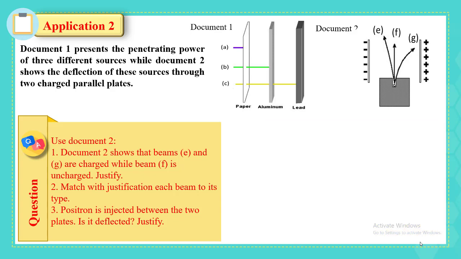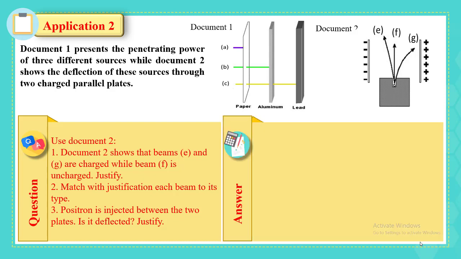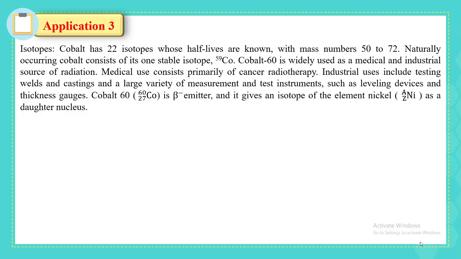In the third question, we have to justify if the positron particle will be deflected or not if it is injected between the two plates. Since the positron is positively charged, yes, it will be deflected towards the negative plate. We solve right now the third exercise.